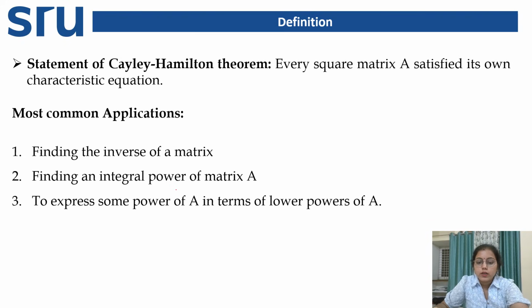Now let us look at the most common applications of this theorem. First, we use it to find the inverse of a matrix. Instead of using the long adjoint method, we can express the inverse of A in terms of powers of A, which simplifies the calculations. Secondly, it helps in finding integral powers of a matrix such as A cube, A to the 4, A to the 5 and so on. Using the characteristic equation, we can reduce higher powers into lower powers.